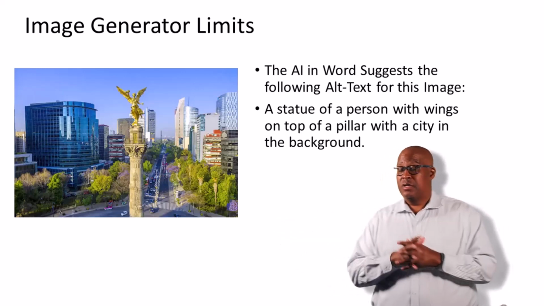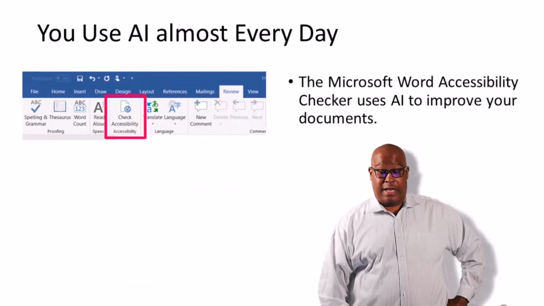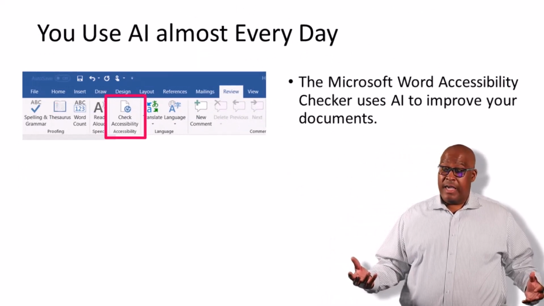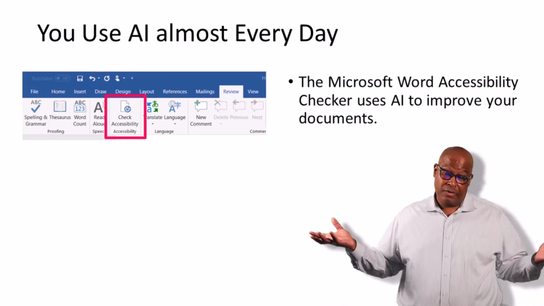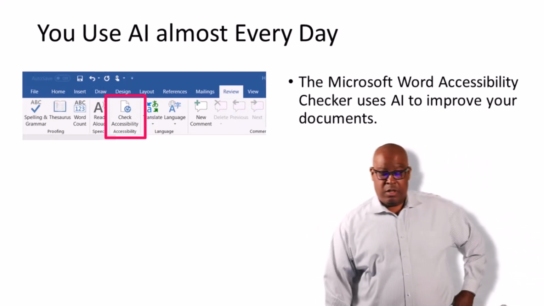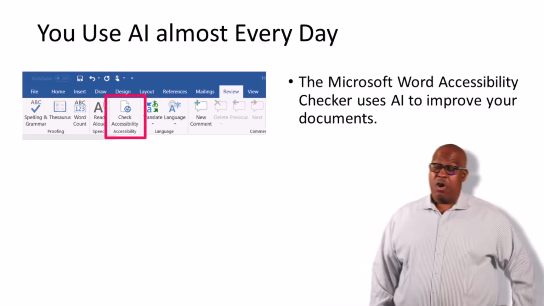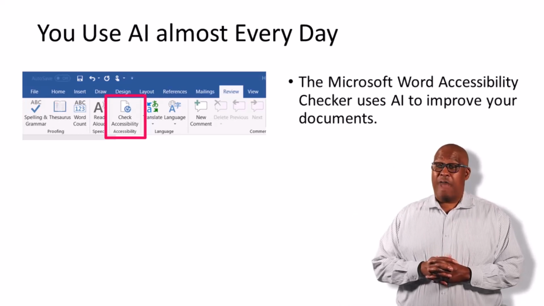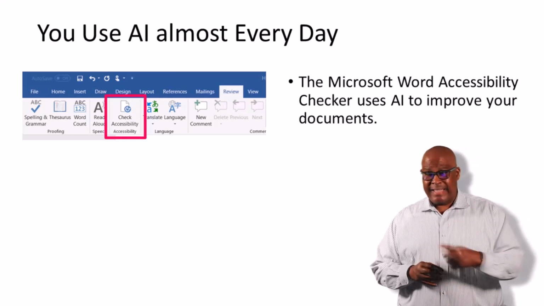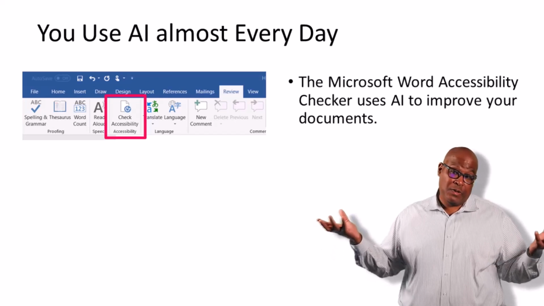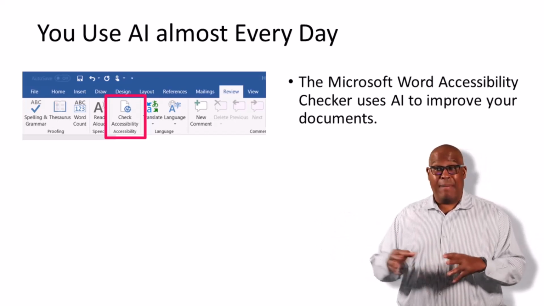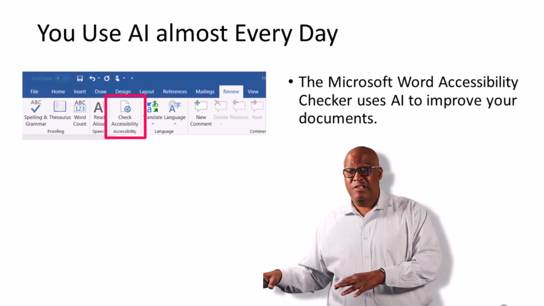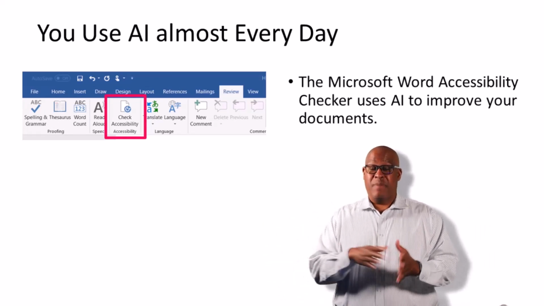Now, you use AI almost every day, right? The Microsoft Word Accessibility Checker is AI that improves your documents. The GPS in your phone or car uses AI to calculate the best routes for you. On the drive here, I had to take a slight detour, and the GPS used that artificial intelligence to map out that detour for me. Okay, it wasn't generative, it didn't generate a response to me, it just gave me an alternate route.